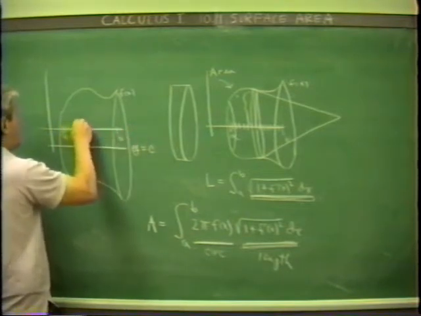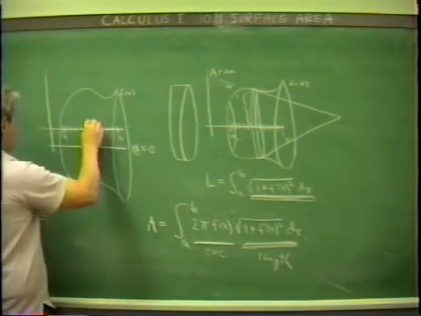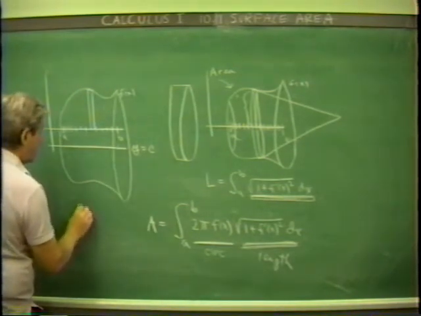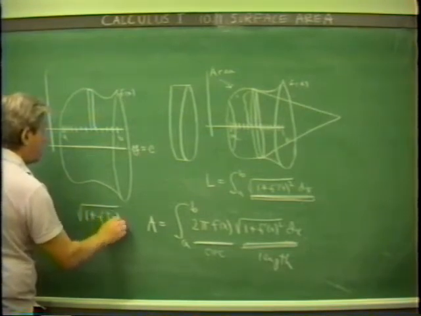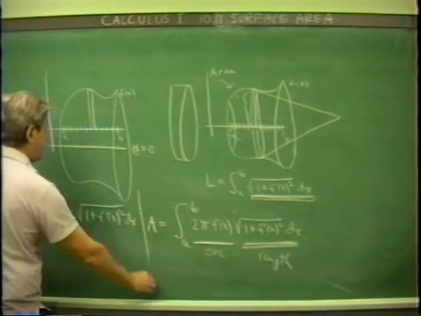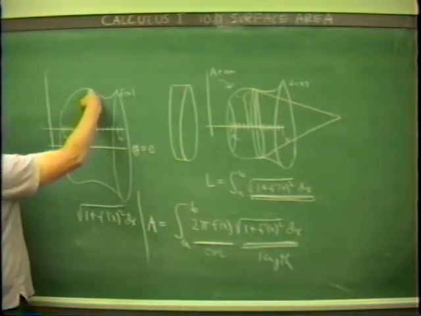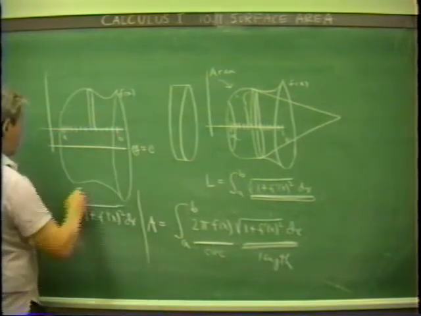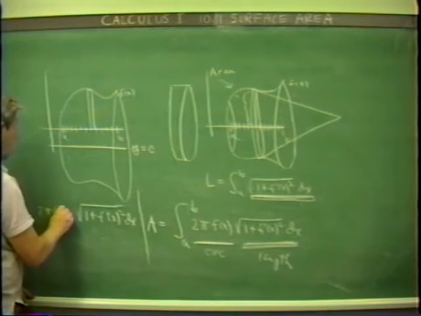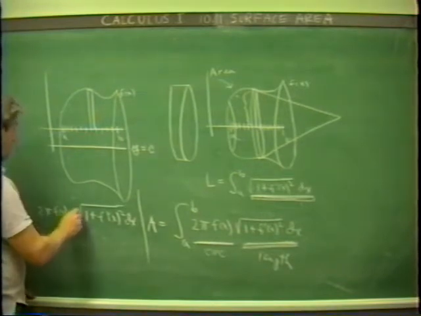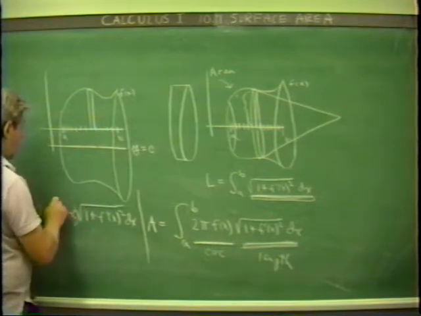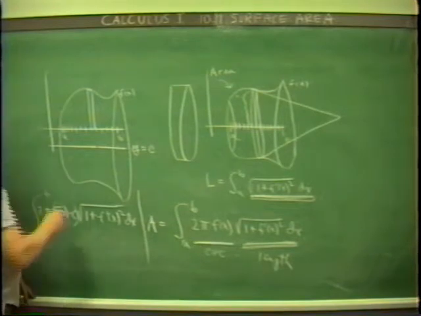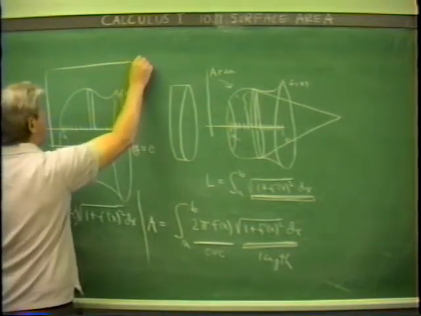Okay? We would partition here between a and b. A small area of length here would be, as before, square root of 1 plus f prime of x squared dx. But now the circumference is 2 pi times f of x minus c. And so you want to integrate this from a to b.